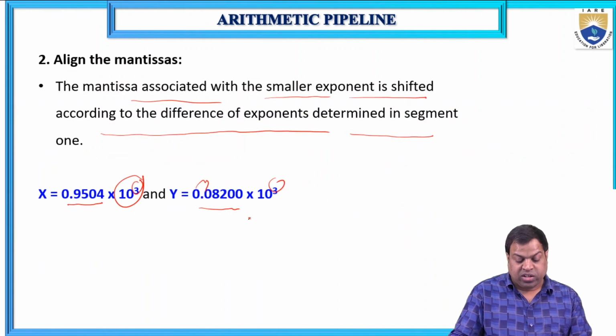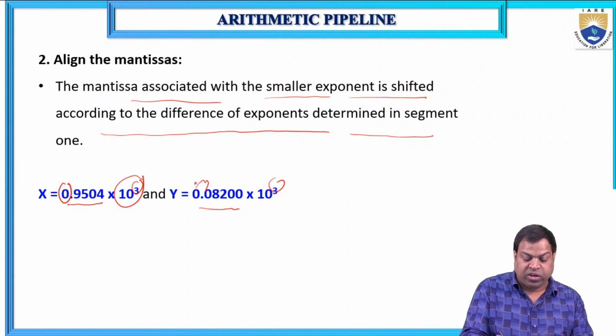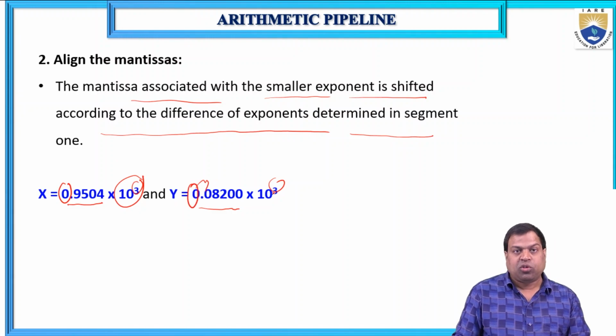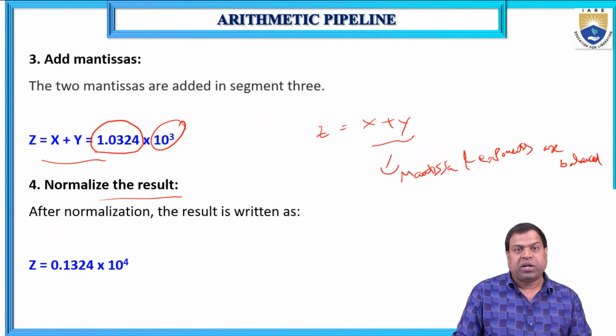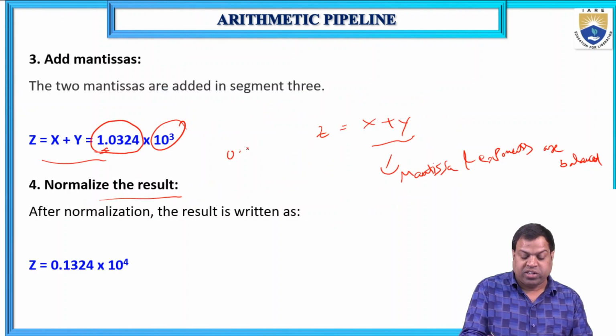Why? Because here z equal to 0 point, y equal to 0 point. So the result also we are expecting 0 point, but here I am getting the result as 1.03. So I am expecting 0.0, but here I am getting 1.0. So we have to again normalize the result, that is z equal to 0 point.